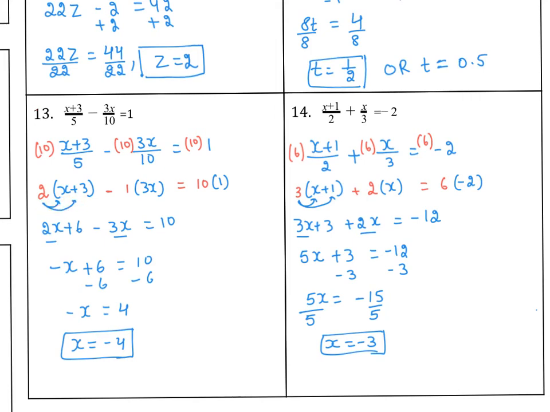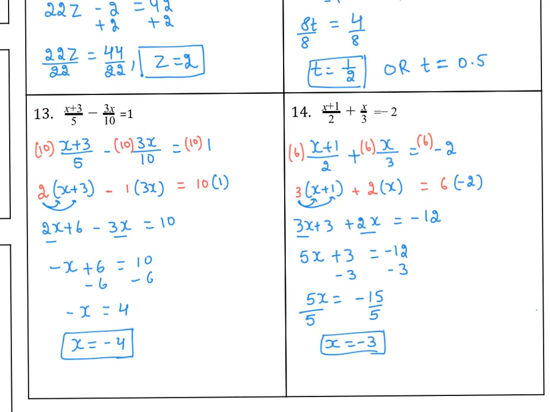So 2 times x is 2x, and 2 times 3 would be 6. Negative 1 times 3x would be negative 3x, equals 10. So 2x and negative 3x will be combined as negative x plus 6 equals 10. Minus 6 on both sides, you get 4 on this side, and on this side you're going to get negative x. So you're now going to divide by negative 1 on both sides. So x should be equal to negative 4.